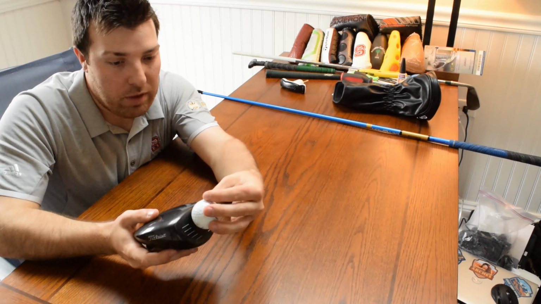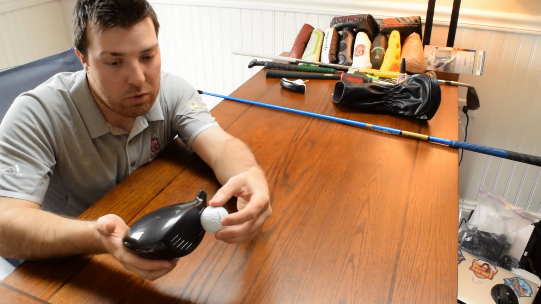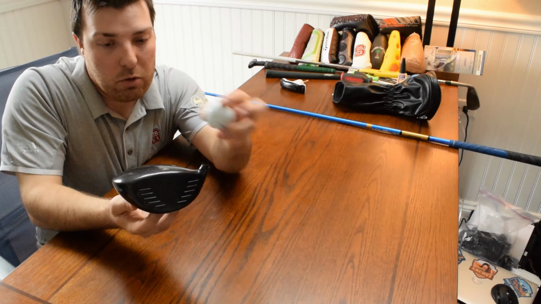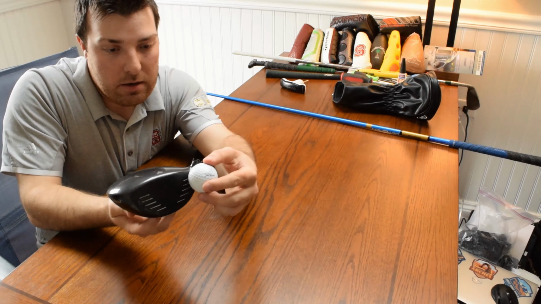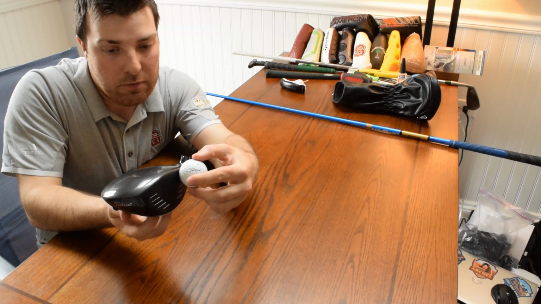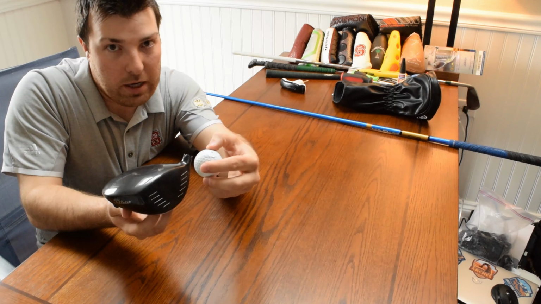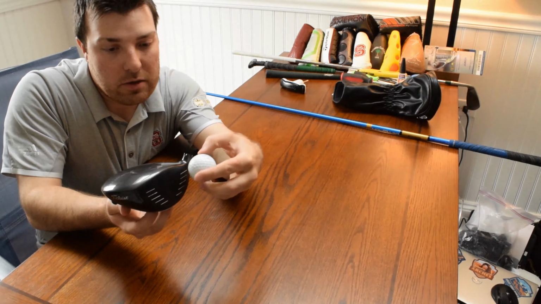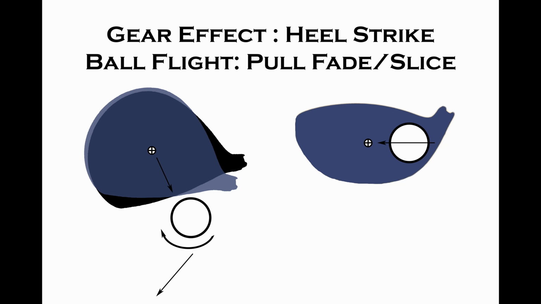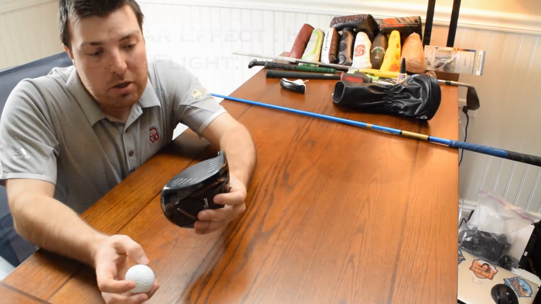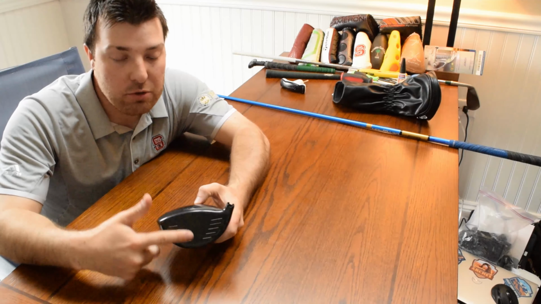You'll see a theme with that is wherever it goes, it's going to rotate around that center of gravity, which again is here. If you hit it there, it's going to rotate around that center of gravity, trying to line up with that direction of the force. And then it's also going to roll the ball towards the center. So what are you going to end up seeing? You're going to see a ball that starts to the left on a heel hit, and then it's going to curve back to the right. So that's your pull slice, pull fade. If you hit it on the toe, like I was saying, it's the exact opposite. That's your push draw.